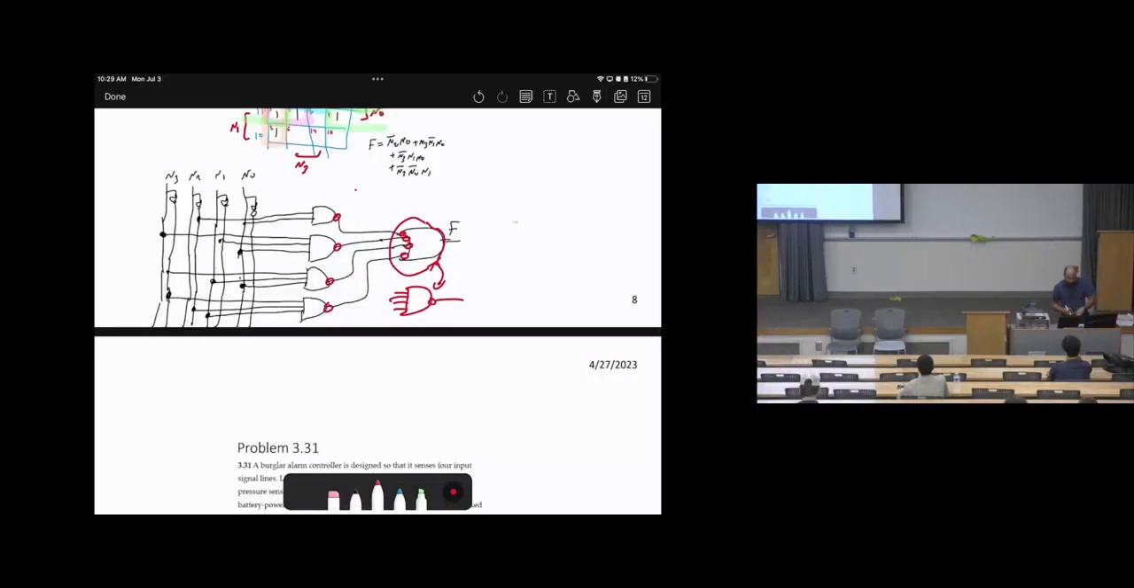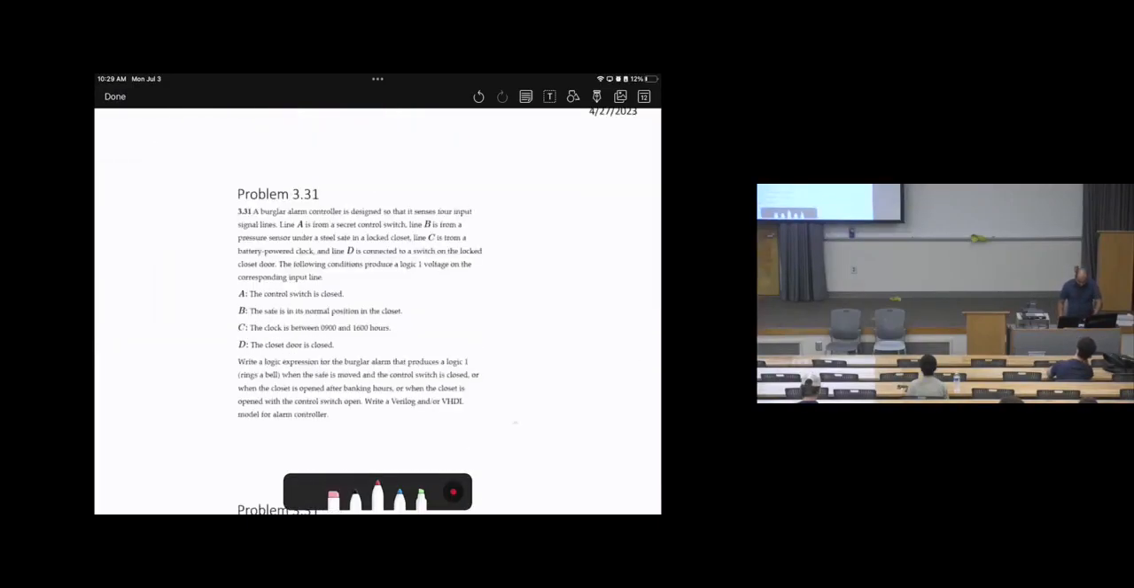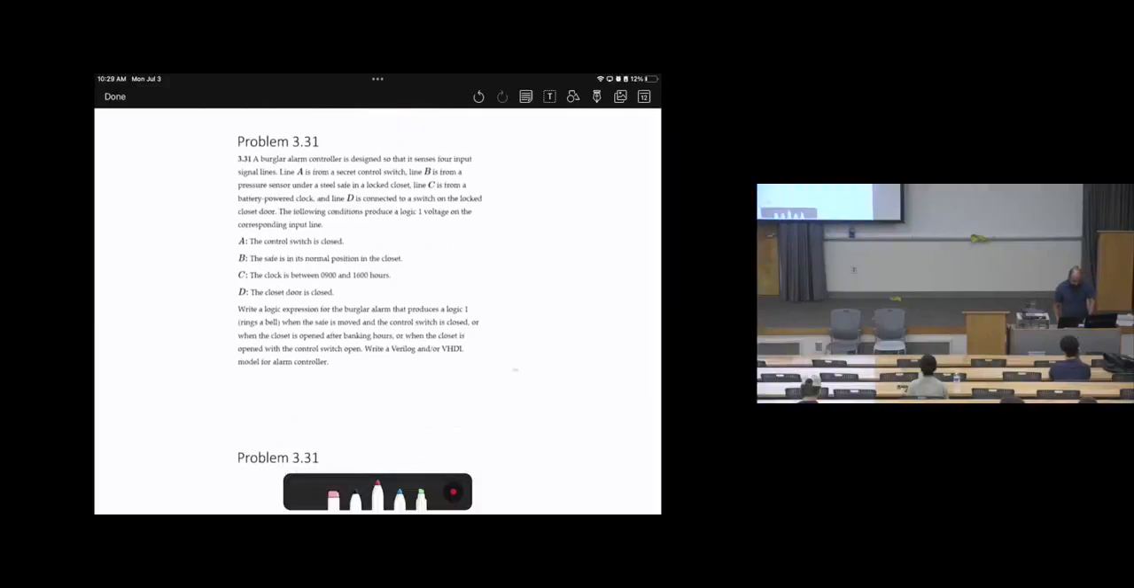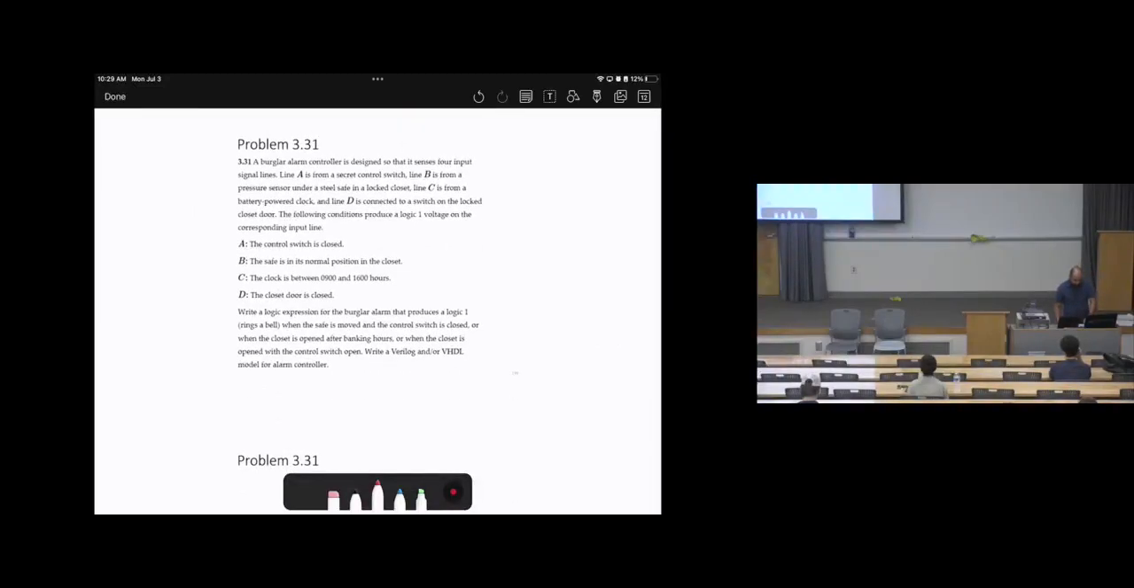So you see, these kinds of designs are real-life practical problems, so we can know how to design our own circuits. This is another example from the textbook, problem 3.31.